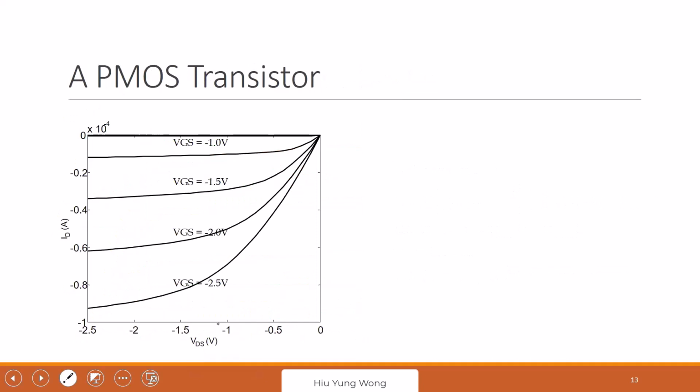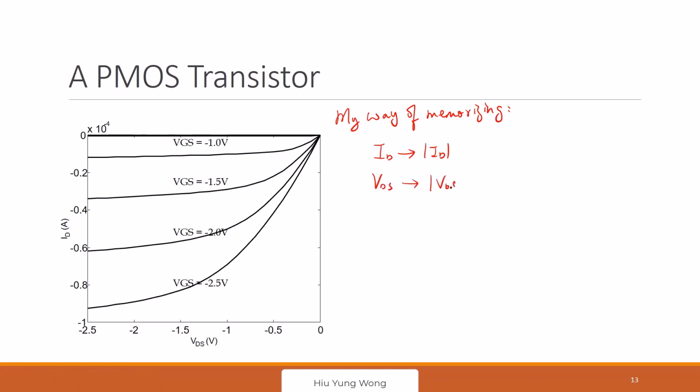Okay. So how about PMOS? PMOS is exactly the same. The only thing I want to tell you here is my trick, right? How do I memorize the PMOS equation? This is my way. You have your way. Feel free to do your way. But I always just do what? I just make ID the absolute ID. Okay? For VDS, I use absolute VDS.